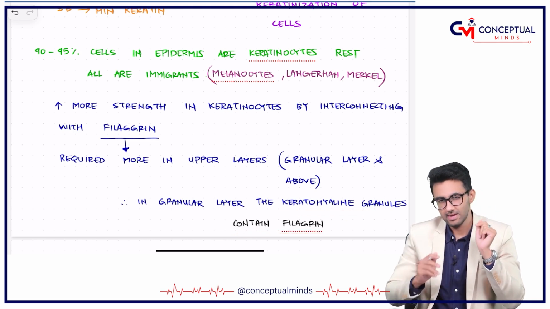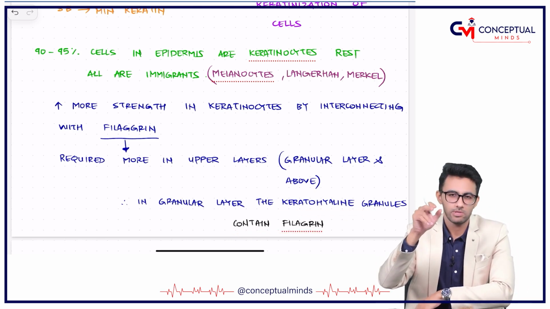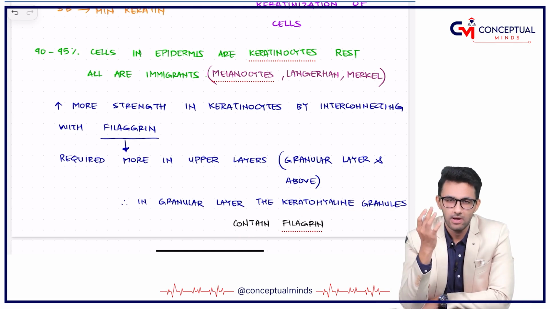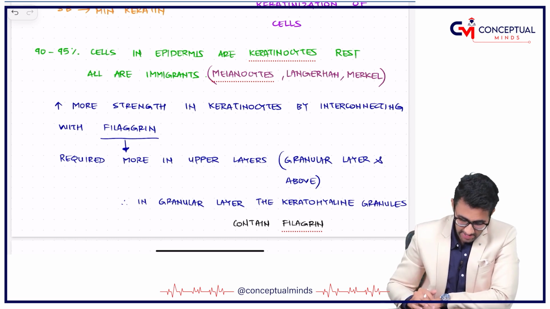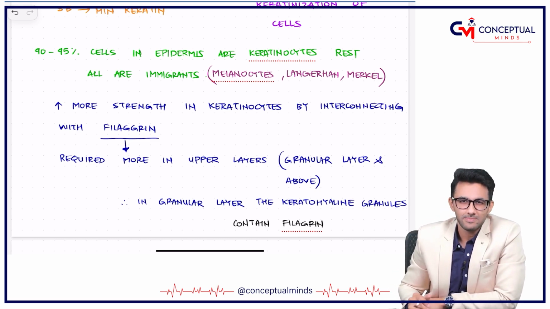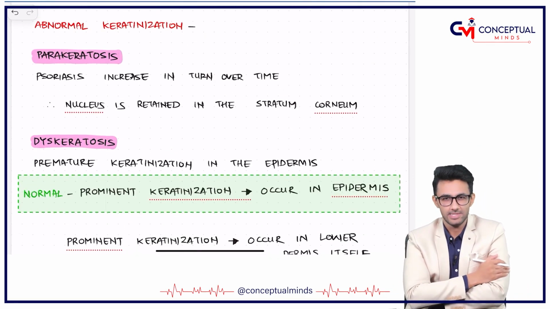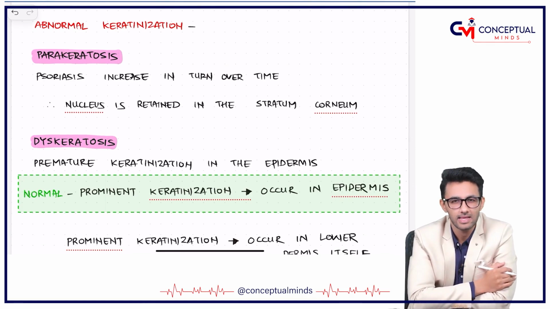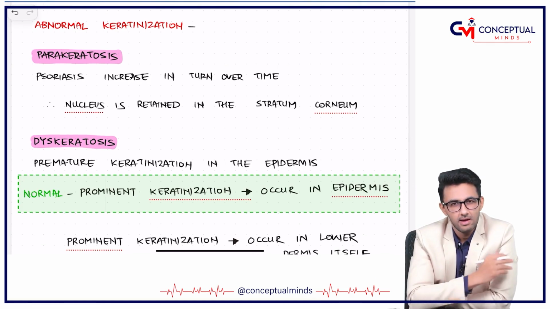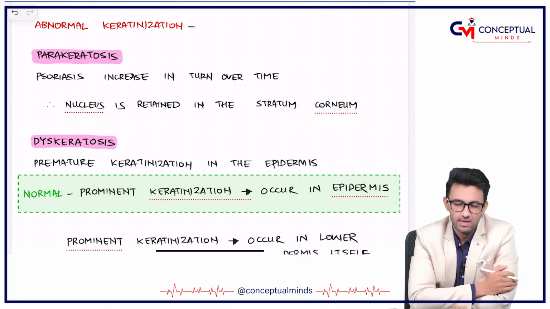Like we went through our notes and saw that in the stratum granulosum we have keratohyalin granules, and they make the filaggrins to add tensile strength. Now let us move on to the next one, which is abnormal keratinization. We now know keratinization is adding some strength.